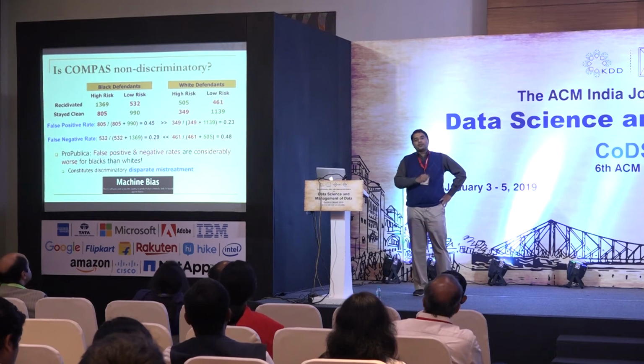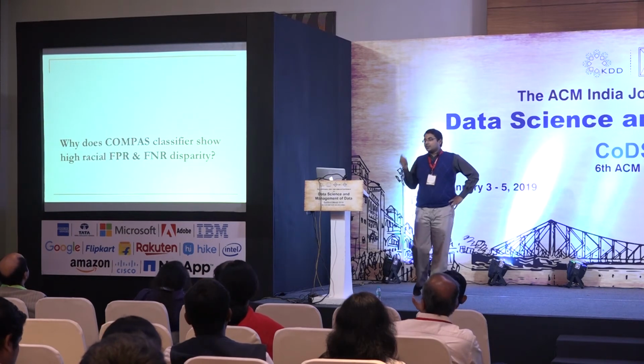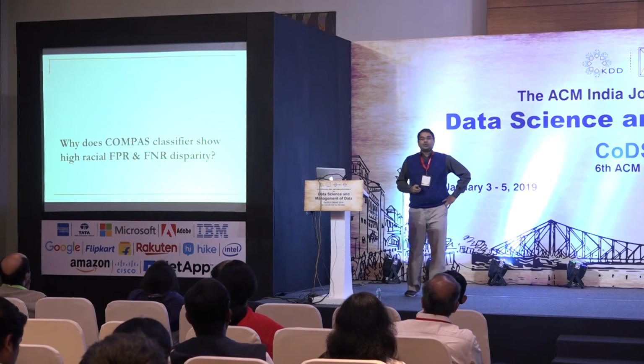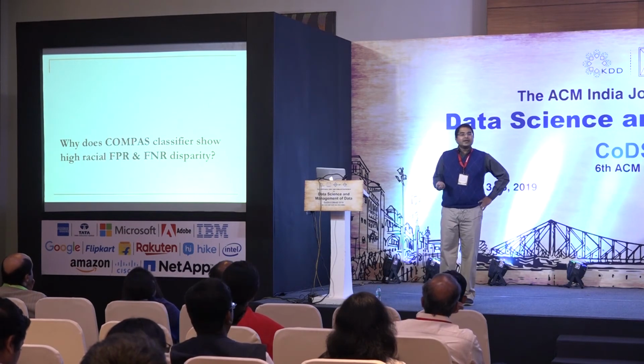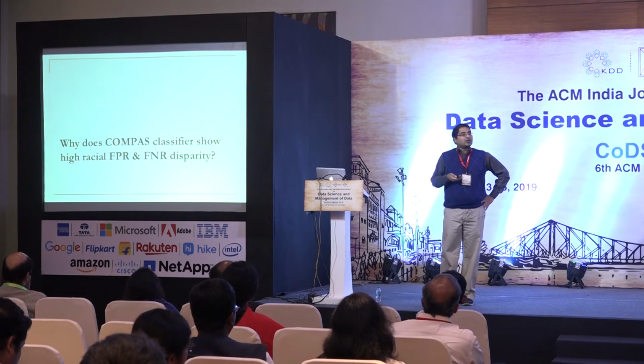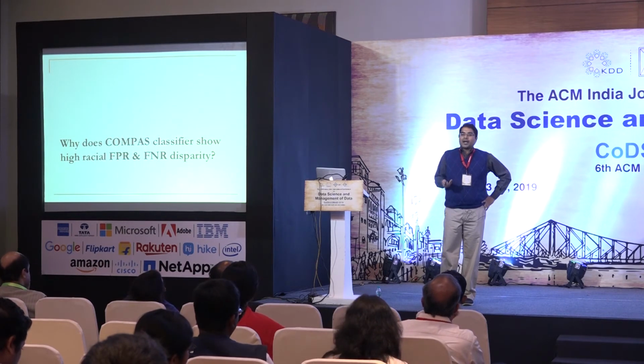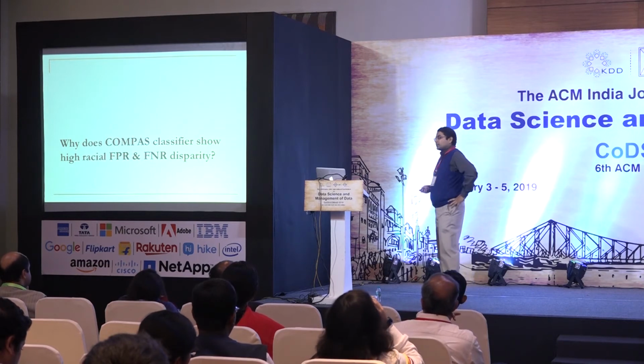Now, the question for us, however, is why did the Compass classifier actually show this high racial disparity in false positive and false negative rates? After all, it was trained without having any access to, or being blind to, the race information. How did this algorithm actually pick up this form of bias? Who taught this bias? And that's the question that we're interested in looking at.